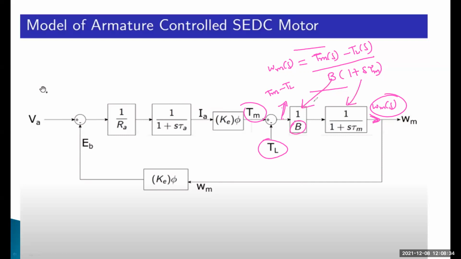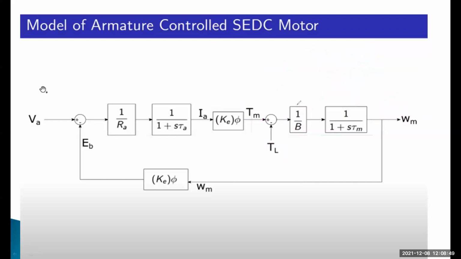And then you will get the final expression for this equation, which is omega m equals Tm of s minus TL of s by B into 1 plus s tau m. Like this, we will get this equation. So this way we are deriving this model of the armature controlled DC motor.